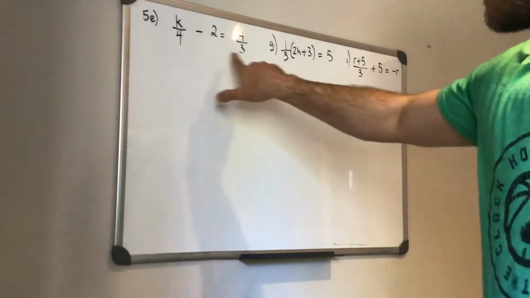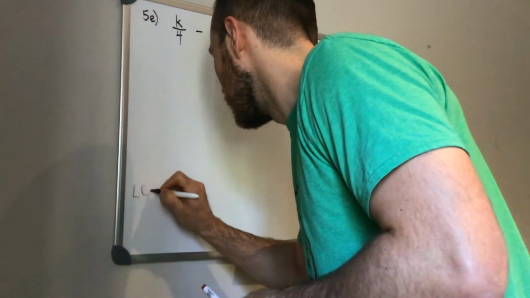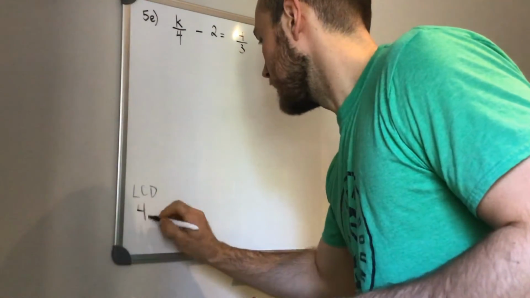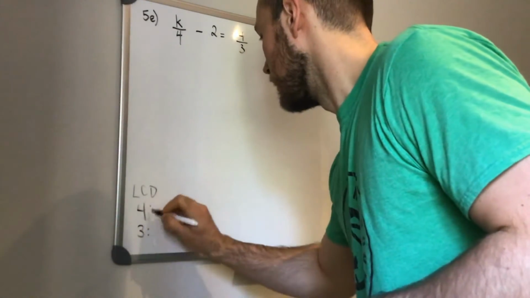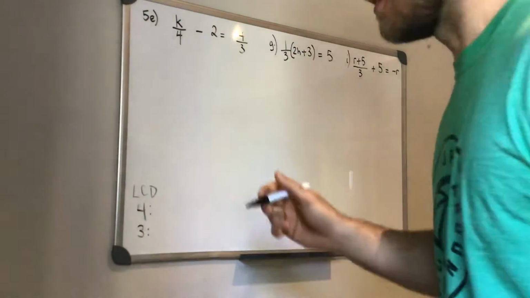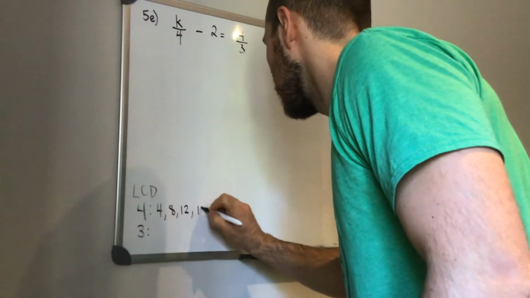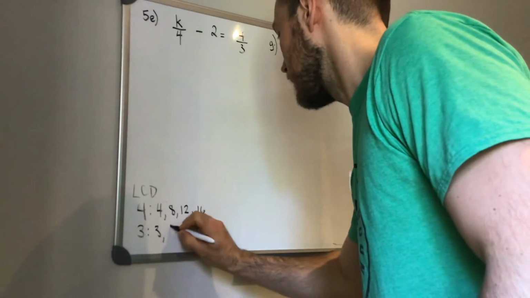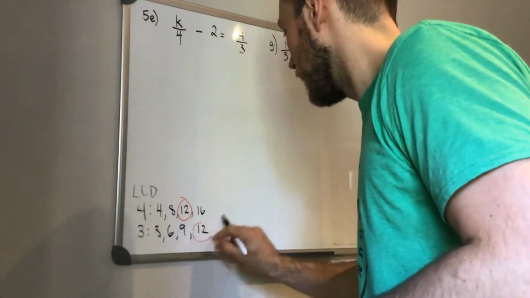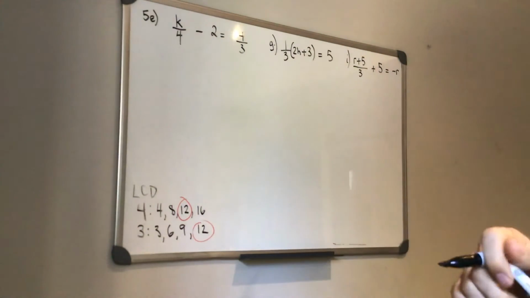So our first one, we've got two different fractions. And when that happens, we want to find something called the lowest common denominator. It's a little easier than it sounds. All we're going to do is start counting by fours, start counting by threes, and see if we can find a common number. If I counted by threes, 3, 6, 9, 12, right here. That's our lowest common denominator, the smallest common number that's in both lists.